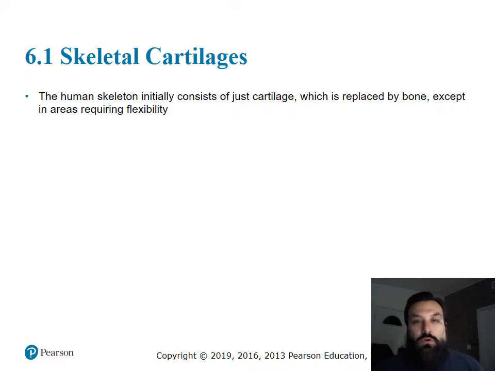Okay. So again, when we're talking about fetal development, initially at the beginning of life, we find that the human skeleton is just made up of cartilage. In fact, it begins as cartilage and then gets replaced by bone as we go from fetus to late fetus in the mother's womb. And then outside of the mother's womb, we still continue to grow and replace cartilage with bone.